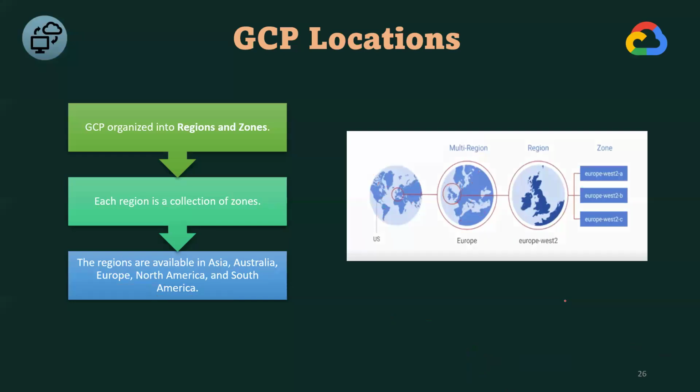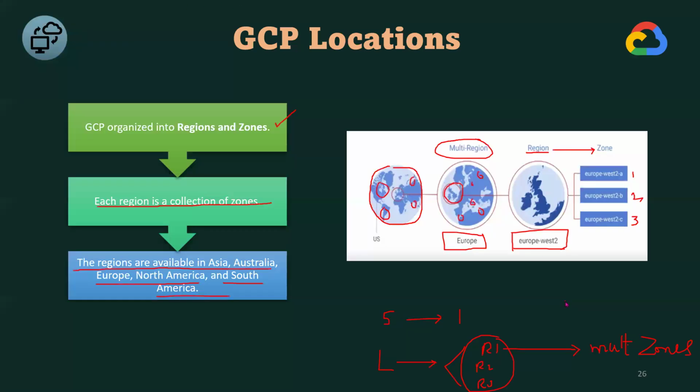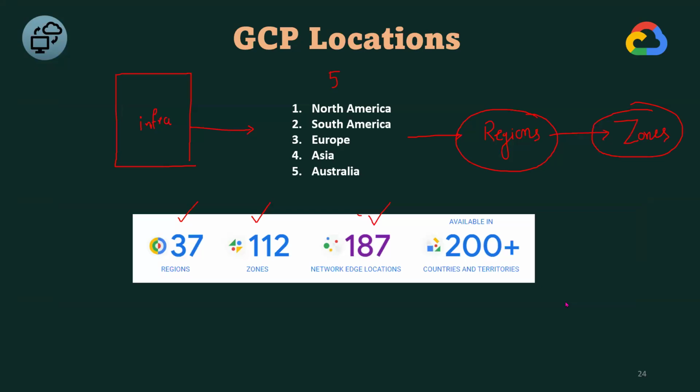So multi-regions and multi-zones. Okay, to recap it, guys: GCP's entire infrastructure is divided into locations, regions, and zones. Five locations, and the five locations are further divided into 37 regions. These regions are further divided into 112 zones as of today. They are going to plan to increase also, so that may happen in the future. As of today, this is the count for locations, regions, and zones.